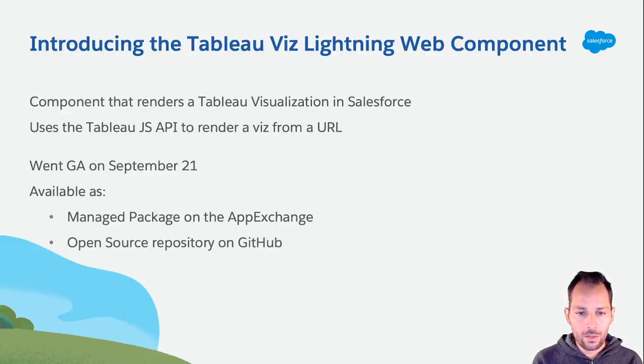Now, the component, as I mentioned, went GA pretty recently. Actually, the precise date is September 21st. It is available in two different ways. You can get it from the App Exchange as a managed package. This is a free component. Or you can also get it from the open source repository on GitHub. And we'll be looking at the source code in the second part of this session. So if you have any comments, if you'd like to contribute, feel free to visit this repository. I'll share the link in the resources at the end of the session.